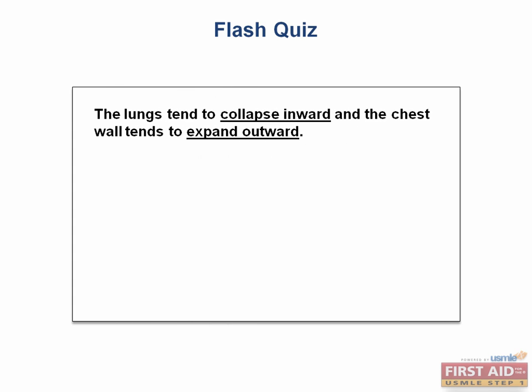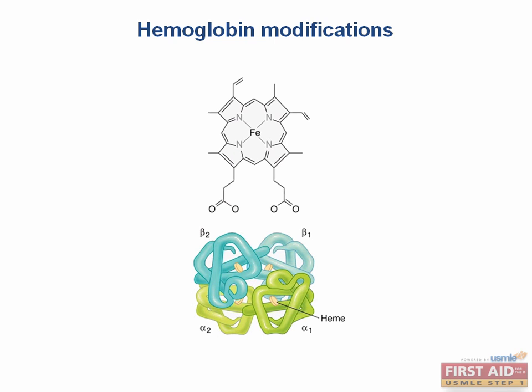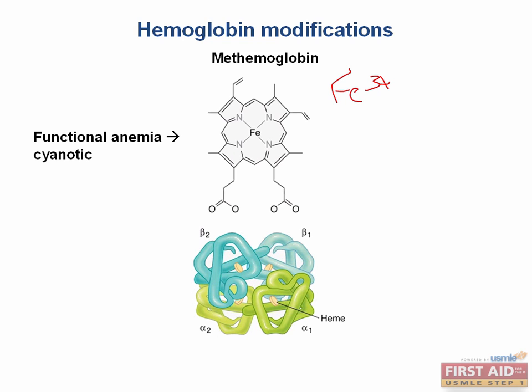The lungs tend to collapse inward, and the chest wall tends to expand outward. Let's talk about a couple of highly testable conditions that can modify the effectiveness of hemoglobin, leading to tissue hypoxia. Methemoglobin is the oxidized form of hemoglobin, containing ferric, or Fe3+ iron, rather than ferrous, which is Fe2+. This form of hemoglobin is less effective at binding oxygen, and the patient gets a functional anemia.